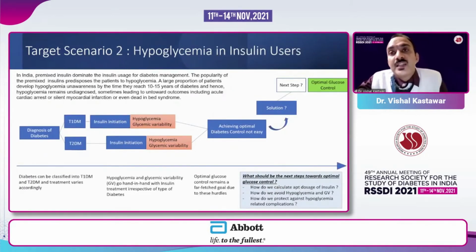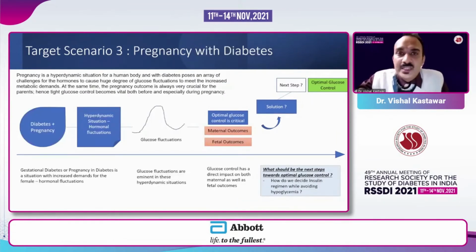Those patients who are developing recurrent hypoglycemias and are insulin users, in them CGM and TIR can actually help in reducing hypoglycemia and improving glycemic parameters. And in pregnancy with diabetes, all pregnancy with all diabetes, type 1 diabetes, type 2 diabetes, we require multiple pricks all throughout pregnancy.